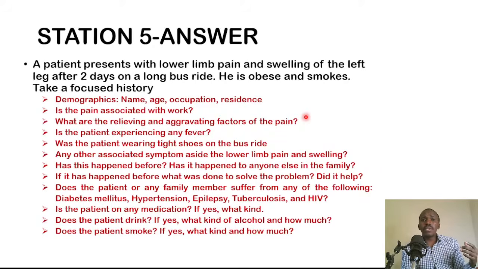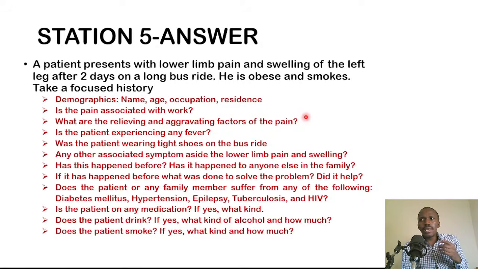So you're pretty much going to be looking at your demographics. They haven't given you the age in this case, so the name and the age of the patient, the occupation, in what capacity were they traveling? Are they a truck driver? Are they an office worker? Where do they stay? Is the pain associated with work?